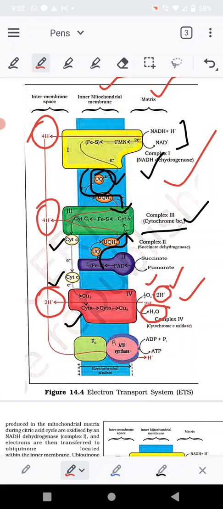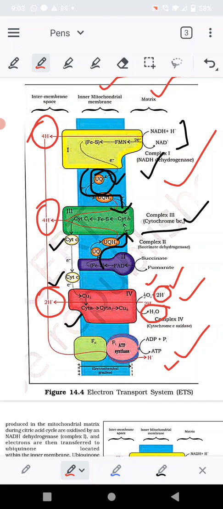Now, as I told you, the fifth complex, that is our ATP synthetase, is also coupled with the transfer of the electrons from one complex to another, and the formation of water from oxygen. So it is also working simultaneously.